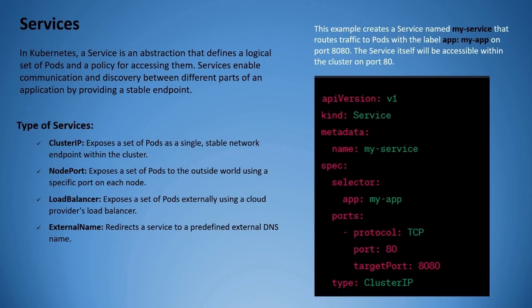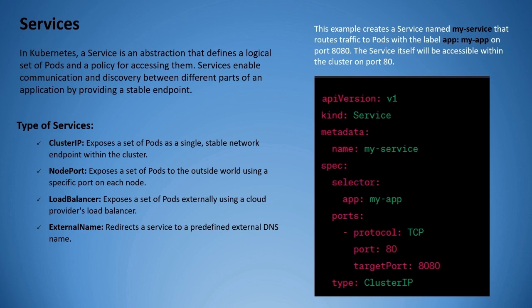In this section, let's understand services. In Kubernetes, a service is an abstraction that defines a logical set of pods and a policy for accessing them. Services enable communication and discovery between different parts of an application by providing a stable endpoint.